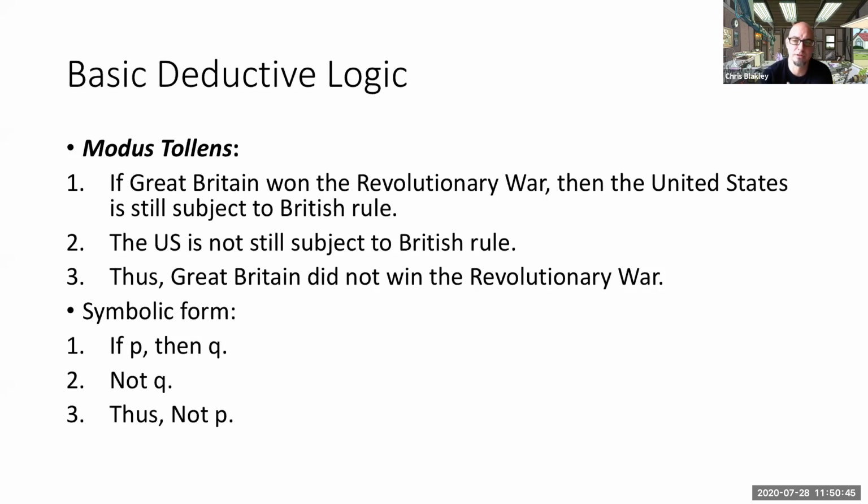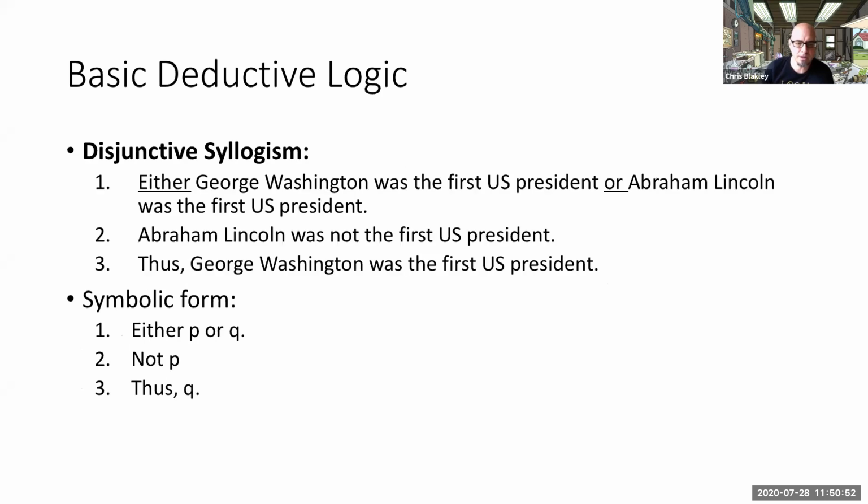So the opposite of P is not P. So that's the negation of P derived as the conclusion there. Here's a disjunctive syllogism. Disjuncts are either ors, right? In this case, there's just two options that are presented. So either George Washington was the first US president or Abraham Lincoln was.